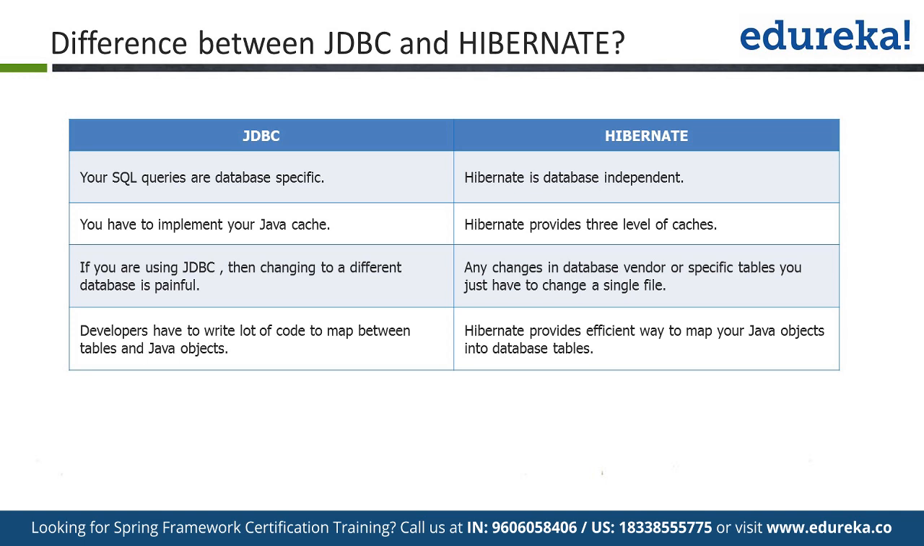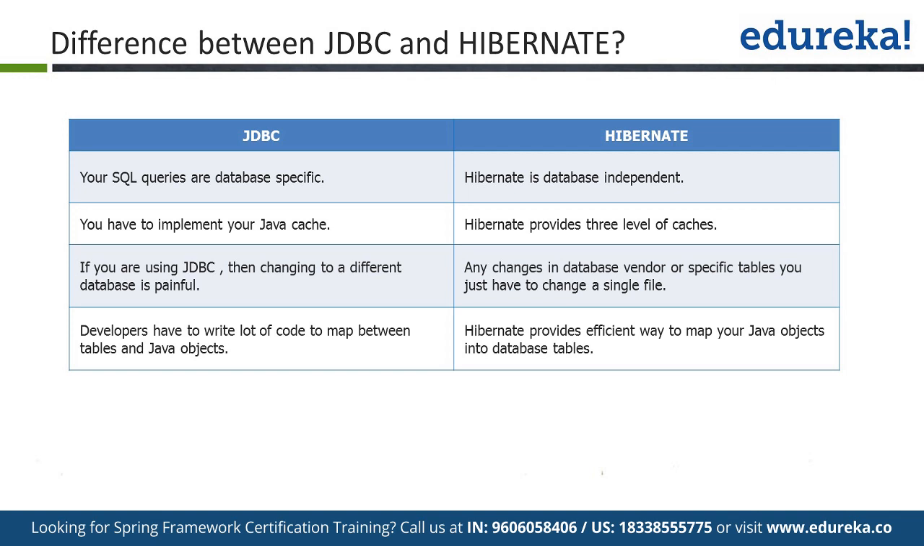In JDBC, if we need a caching mechanism, we need to implement our own caching mechanism if we are using Spring JDBC. Whereas Hibernate provides you 3 levels of caching mechanism. If you are using JDBC, then changing to a different database is painful, whereas in Hibernate, it is a single line of change in your configuration file.